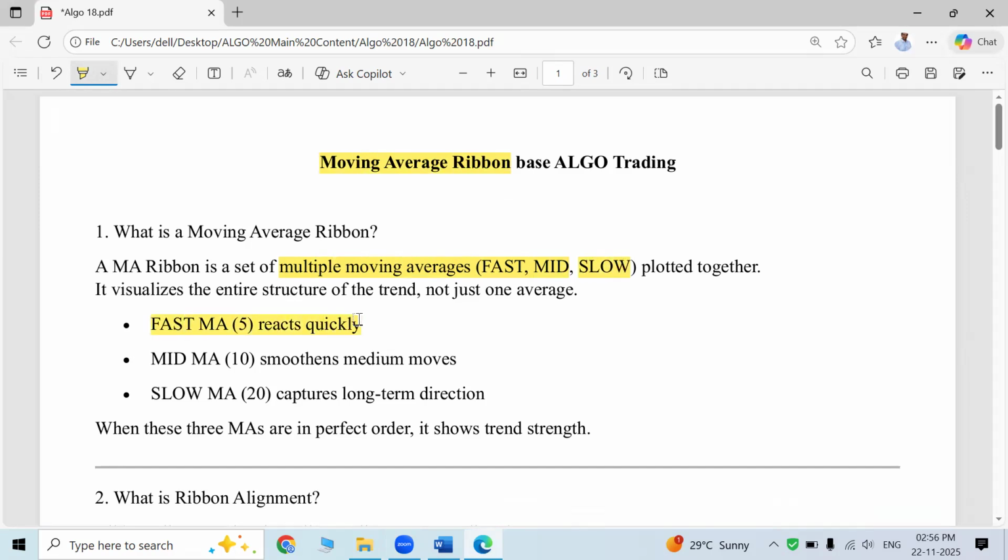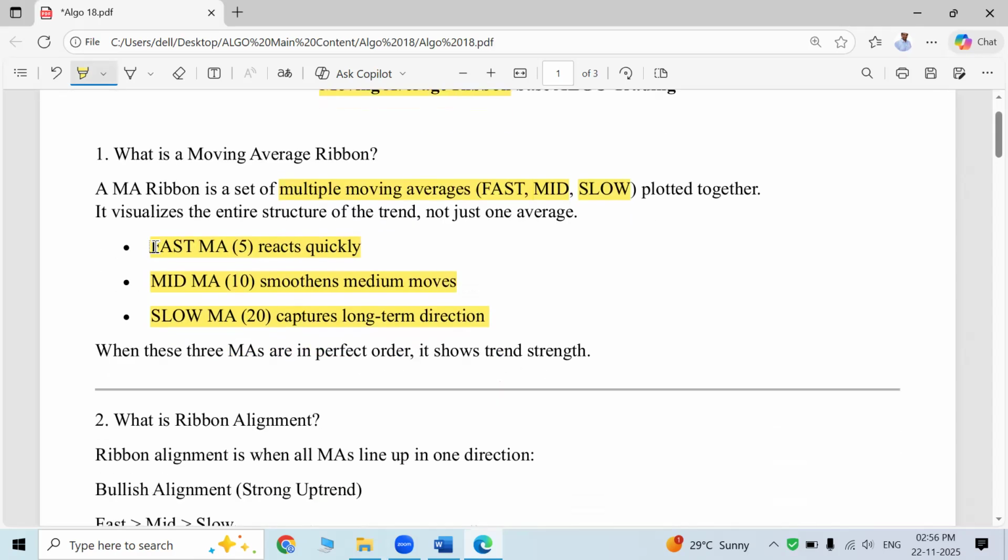For the fast moving average, we consider only 5 candles. For the mid-level moving average, we consider 10 candles. And for the slow moving average, we consider 20 candle price changes. You can consider different levels also, like 10, 20, 50 instead of 5, 10, 20. This way you can change the values. But for my algo, I have considered 5, 10, and 20.